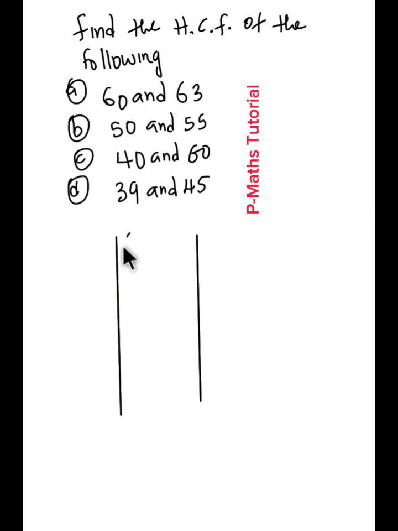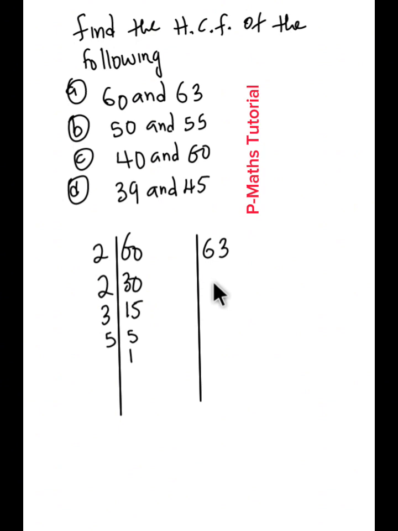I have 60 and 63. Get the smallest number that can divide 60, and that is 2. 2 can divide 60, we have 30. 2 can divide 30, we have 15. 3 can divide 15, we have 5. Then 5 can divide 5, we have 1.